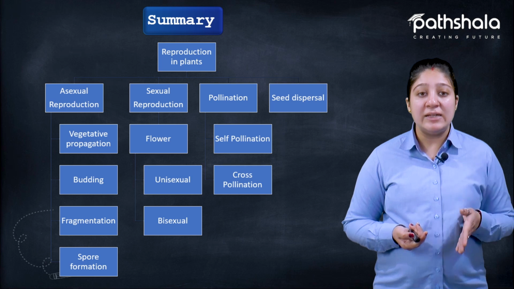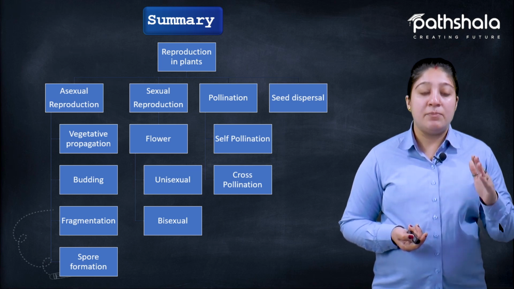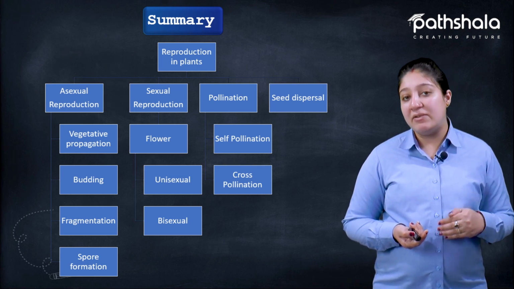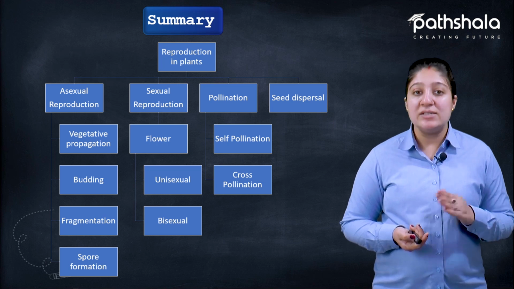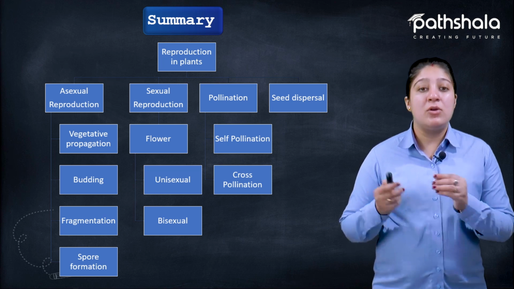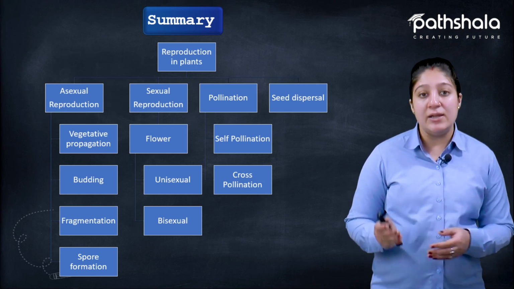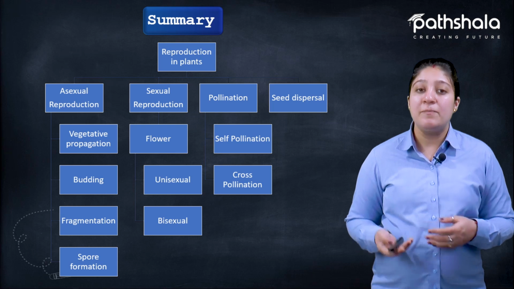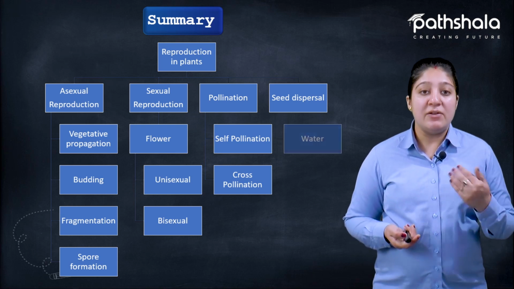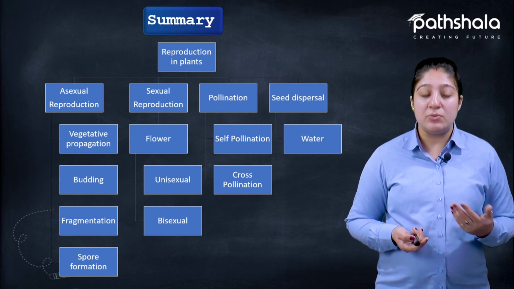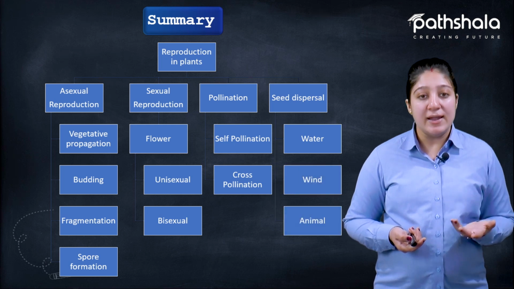Now, as the pollination took place, and after that fertilization completed, seeds and fruits are formed. Now for the production of new plants, what the plant needs to do is disperse its seeds so that new plants can be formed. And for that we have different agents. One is water, wind and animal.